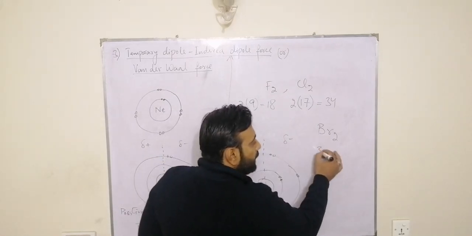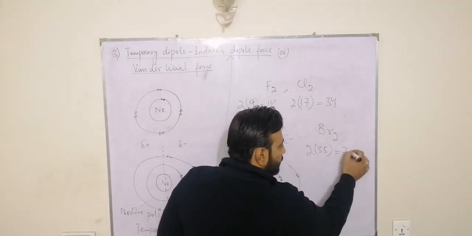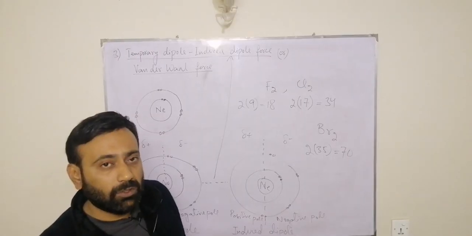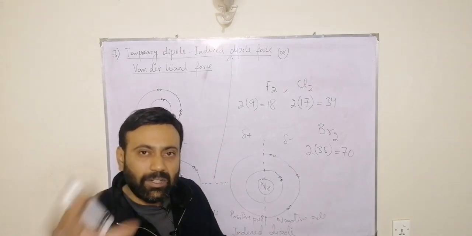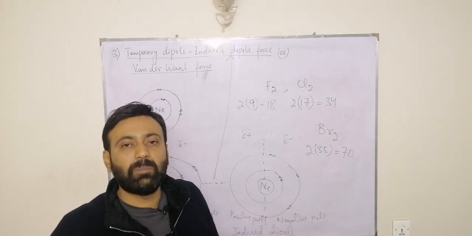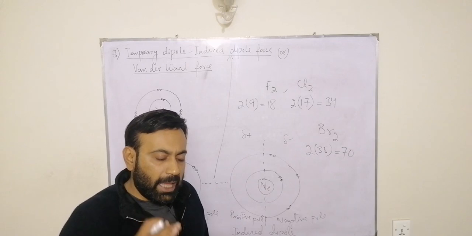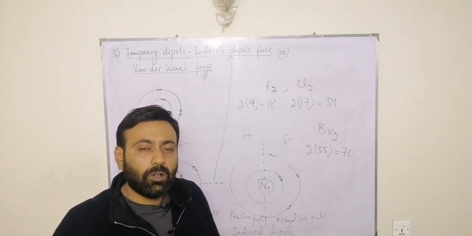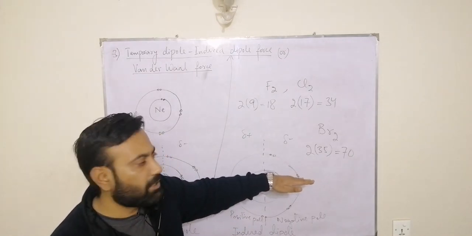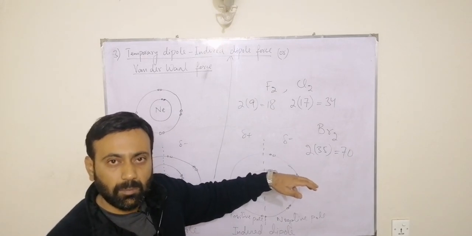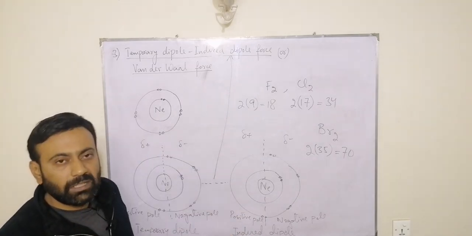The proton number of bromine is 35, and there are 2 bromine atoms, so 2 times 35 is 70. It has a total of 70 electrons in one bromine molecule. So when these 70 electrons form temporary dipoles, those temporary dipoles are pretty strong, and the induced dipoles in bromine molecules would also be pretty strong. So the temporary dipole induced dipole force of attraction will be much stronger in bromine as compared to fluorine and chlorine. This is why it is a liquid at room temperature, whereas fluorine and chlorine are gases at room temperature.